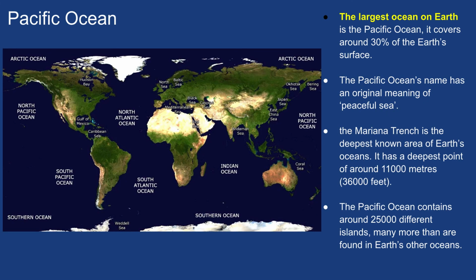So next we have our oceans. The largest ocean on Earth is the Pacific Ocean. It covers around 30% of the Earth's surface. Its name has an original meaning of peaceful sea. The Mariana Trench is the deepest known area of Earth's ocean. It has the deepest point of around 11,000 meters, or 36,000 feet, and the Pacific also contains about 25,000 different islands, many more than are found in Earth's other oceans.